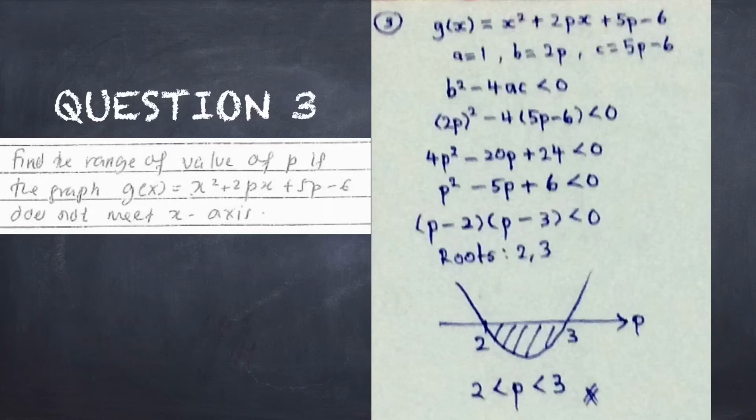You divide all by 4 to simplify. You have p squared minus 5p plus 6 less than 0. Alright, you factorize, so you have p minus 2, p minus 3. So here the roots of the equation will be p equals 2 or 3.